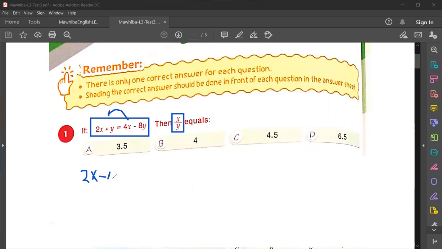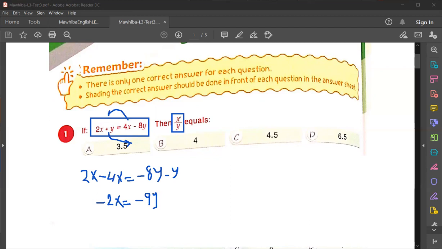So here will be minus 4x, right? Equals, and minus 8 on the right side, minus 8y, and this y also goes to the right side, and I put it here as minus y. When you subtract 2 minus 4, it is minus 2x, right? Equals minus 8 minus 1, it is minus 9y.